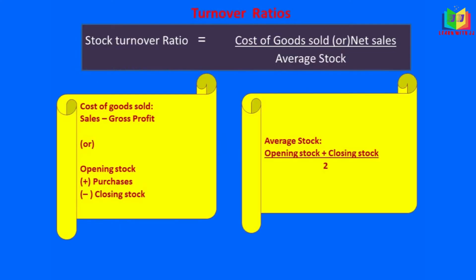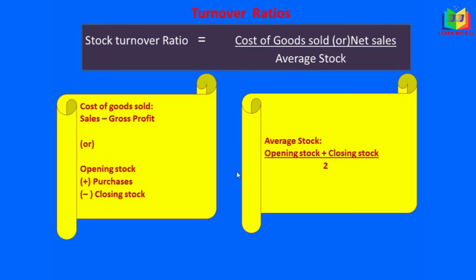Now we'll see the formulas of the turnover ratios. First one is stock turnover ratio, also called inventory turnover ratio. The formula is cost of goods sold, or in the absence of cost of goods sold we can use net sales, divided by average stock. Cost of goods sold is nothing but sales minus gross profit. The other way to find cost of goods sold is opening stock plus purchases minus closing stock. And average stock is the opening stock plus the closing stock divided by 2.